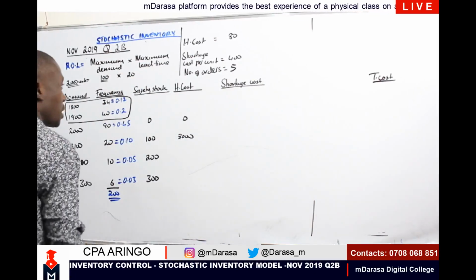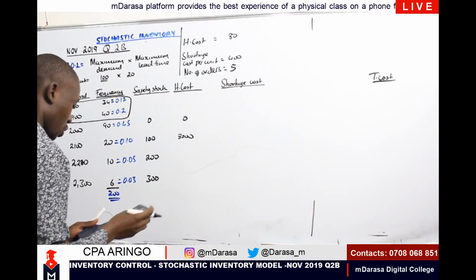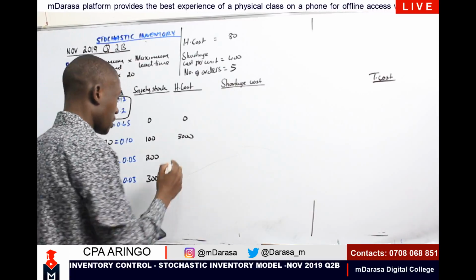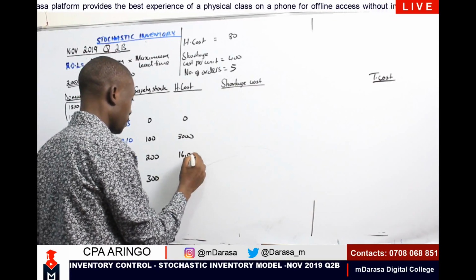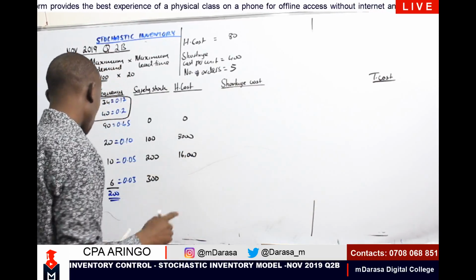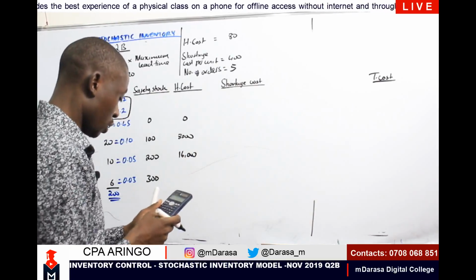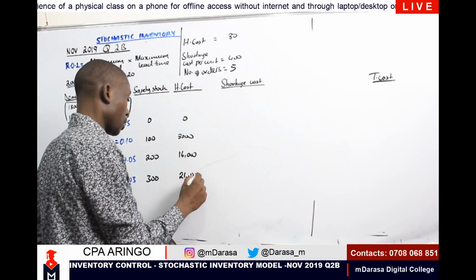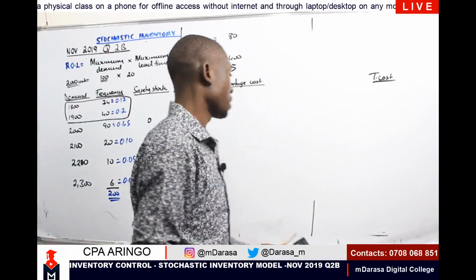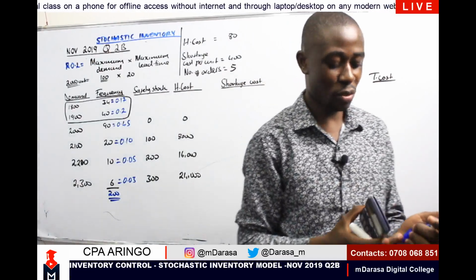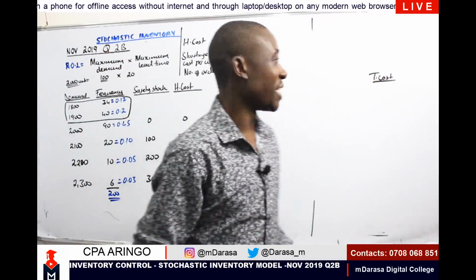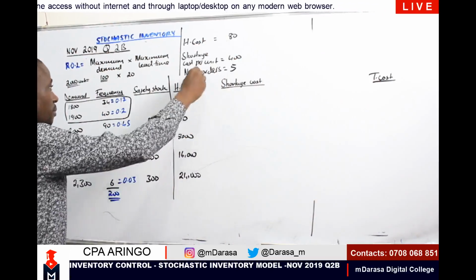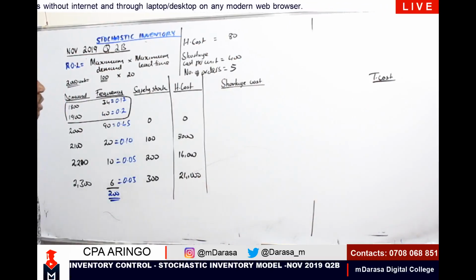The other should be 200 by 80. You can clearly see that should give us 16,000. Talk of the other one, 300 by 80, that should give us 24,000, right? Then we are done with that point. So our holding cost I should be talking of to be our holding cost.